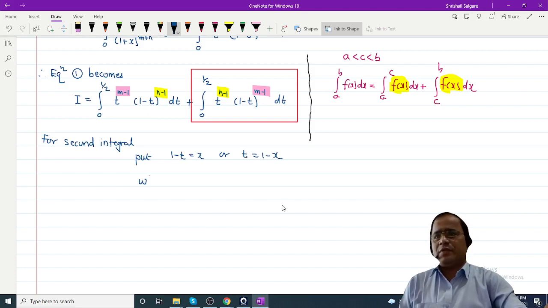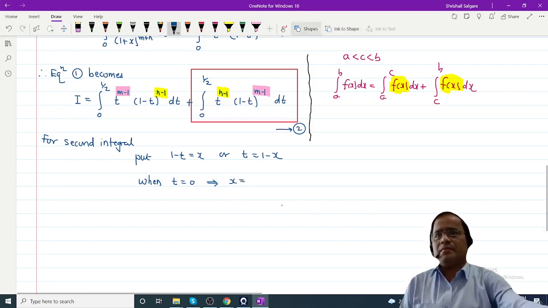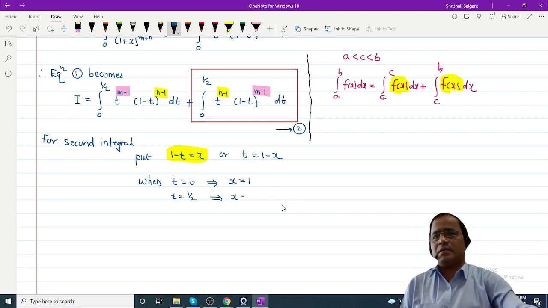Now given limits for t, suppose this equation I will call number 2. When t is equal to 0, then what is x? Calculate. t is equal to 0, what is x? This substitution you can use. If t is 0, what will x be? It will be 1. So the next limit is t equal to 1/2. Then what is x? 1/2. Okay, 1/2.